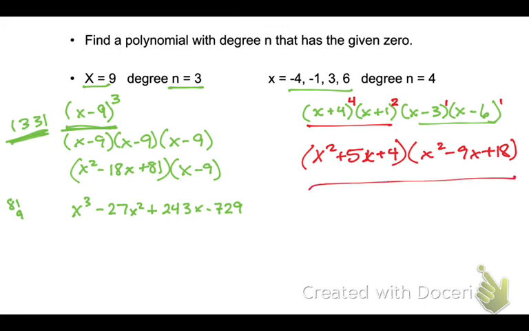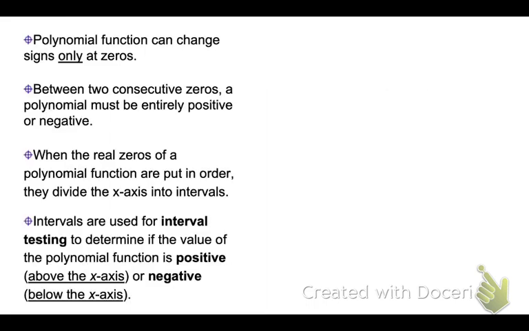Just don't stop here, okay? We can come back if you want. Okay, this is my last slide. A polynomial function can change signs only at zeros.